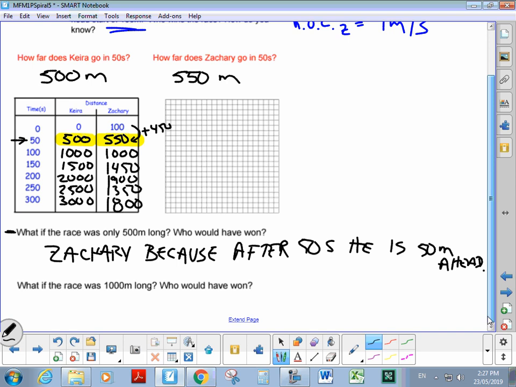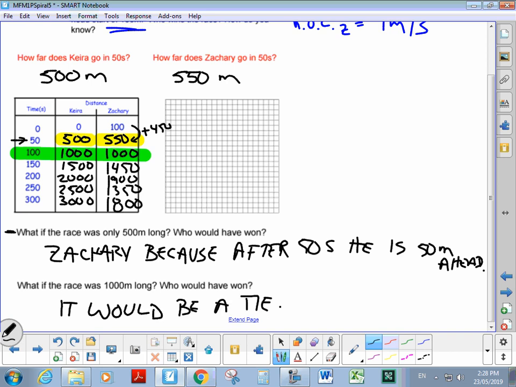What if the race was 1,000 meters long? Who would have won? So again, we've got the table of values. They might give it to you as a graph, all right? But we've got the table of values. So at 1,000 meters, we can conclude it would be a tie. Okay, they reached 1,000 meters at the exact same time.